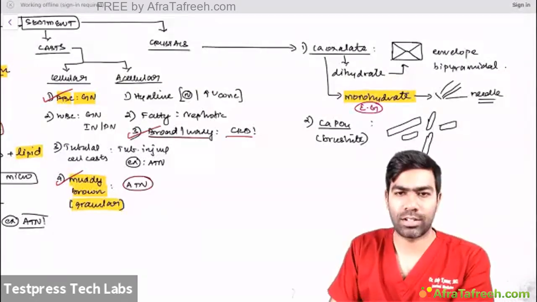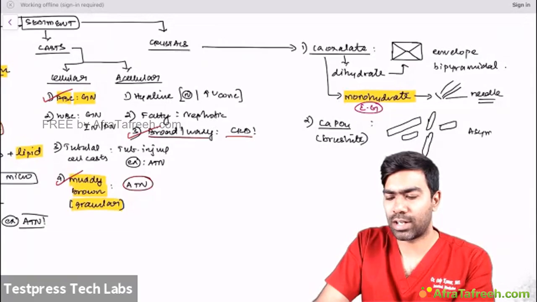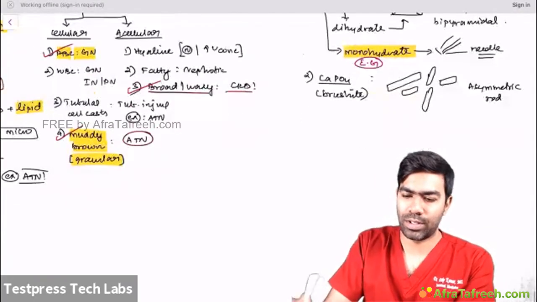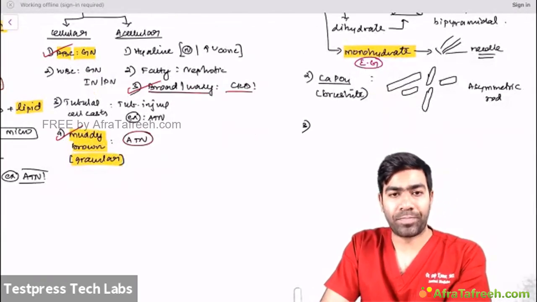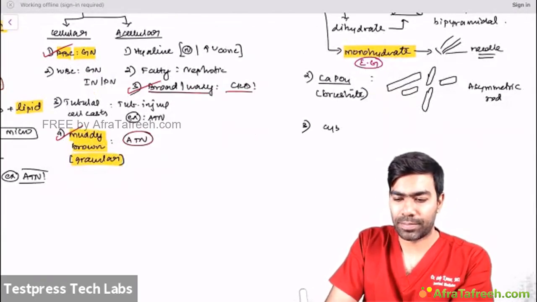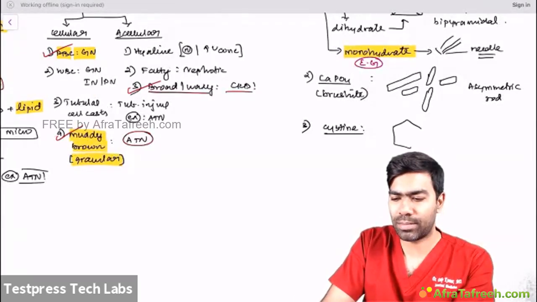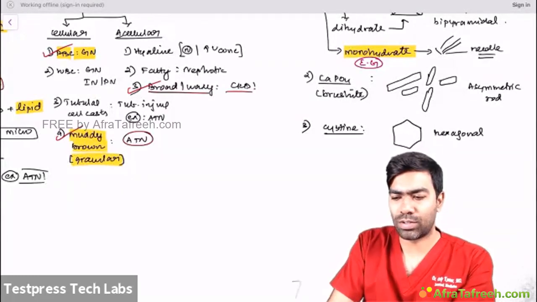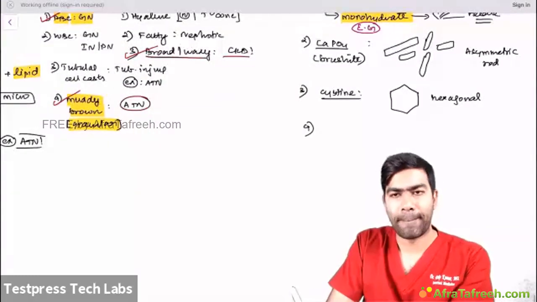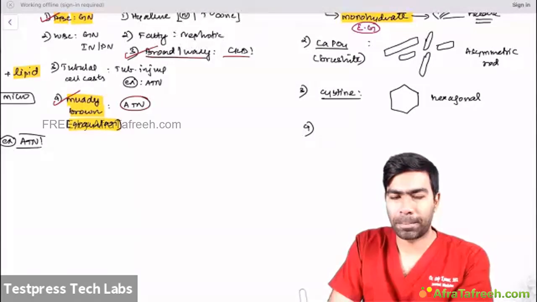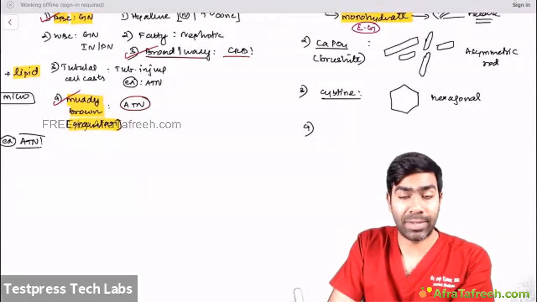Asymmetric rod-like structures. So I can write asymmetric rod-like aggregates. That's calcium phosphate. Number 3, then we have cystine crystals, which are basically hexagonal in shape, very characteristic, easily identifiable in images also. Hexagonal shaped crystals. And number 4, we have the triple phosphate, that is magnesium ammonium phosphate.